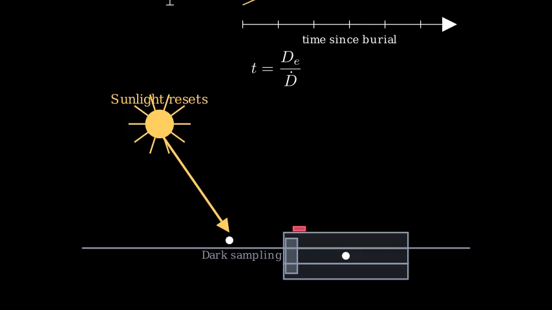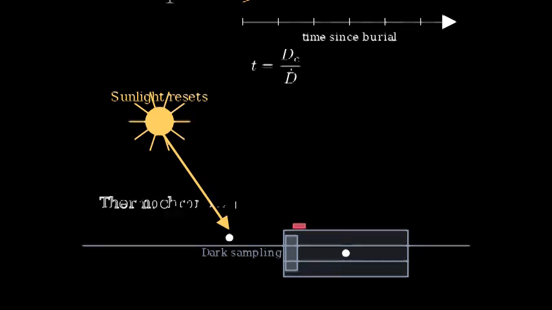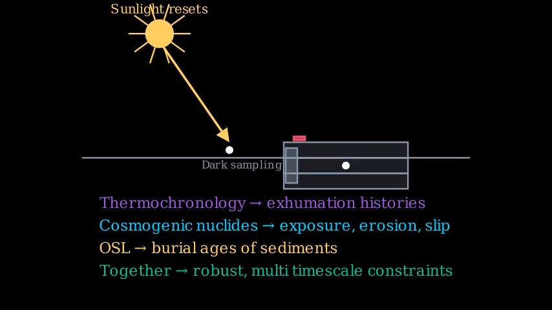In summary, these methods convert landscape shape into time and rates. Thermochronology reveals million-year scale exhumation histories. Cosmogenic nuclides time exposure and quantify erosion or slip rates over up to 1 million years. OSL dates the burial of sediments over the last few 100,000 years, even when organics are absent. Using them together lets us build complete timelines from recent events to deep time.